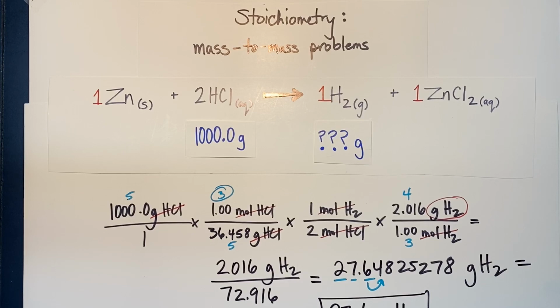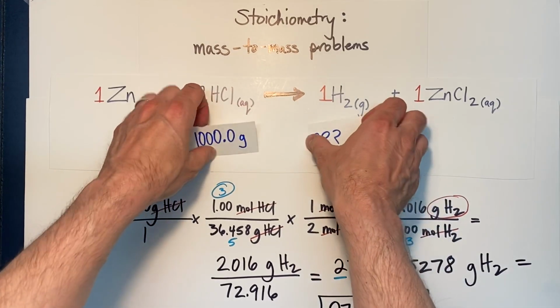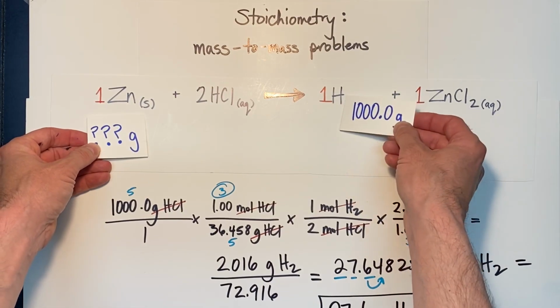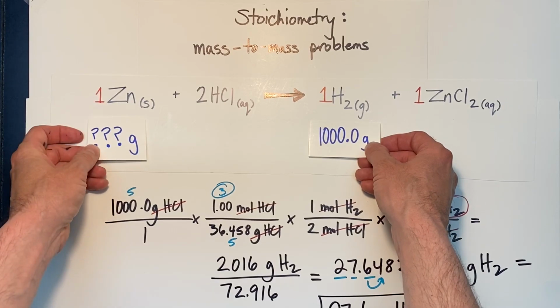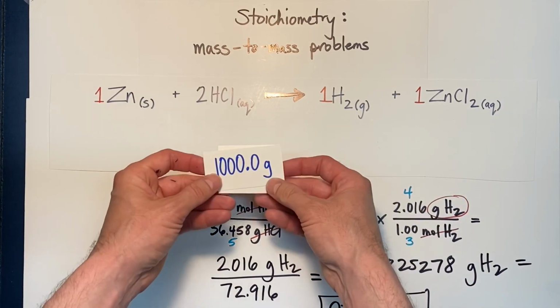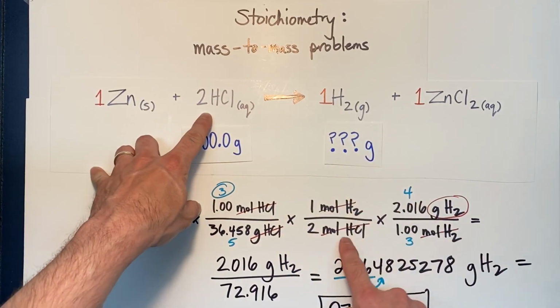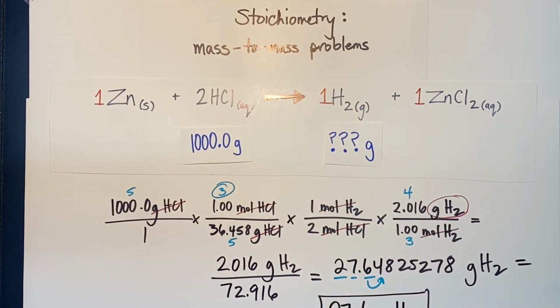So I wanted to show you another example which had a different mole to mole ratio. Sometimes the mole to mole ratio is 1 to 1, like we saw in the first problem involving hydrogen gas, the product, and metallic zinc, the reactant. And in the second problem, we see a mole to mole ratio of 2 moles of hydrochloric acid equals 1 mole of hydrogen gas.